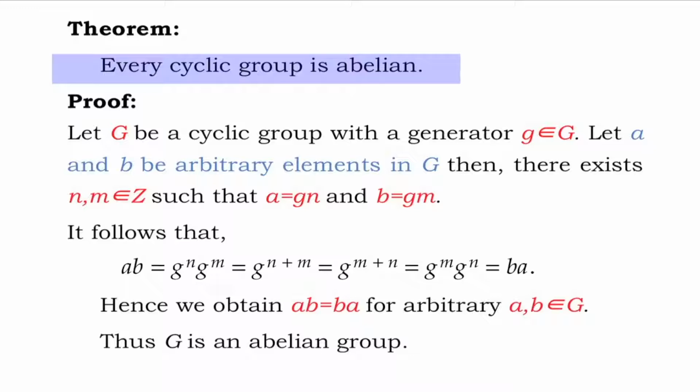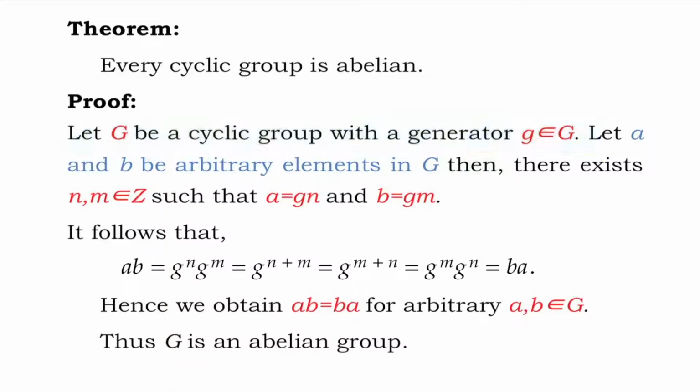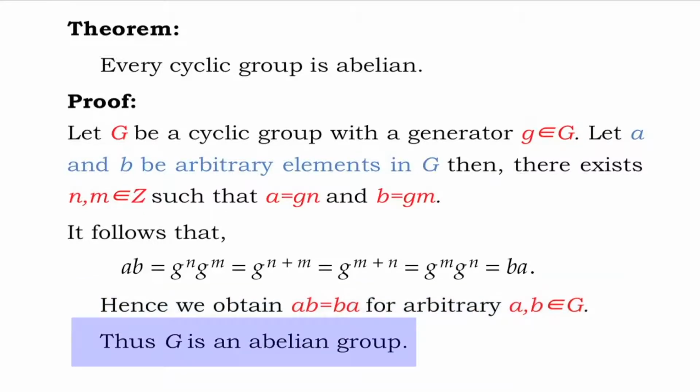Every cyclic group is abelian. Proof. Let G be a cyclic group with a generator g belonging to G. Let A and B be arbitrary elements in G. Then there exist some n, m belonging to the set of integers Z such that a is equal to g power n and b is equal to g power m. It follows that ab is equal to g power n times g power m, that is equal to g power n plus m. Since addition is abelian, we can write it as g power m plus n, and that is equal to g power m times g power n, that is equal to ba. So we have now proved that AB is equal to BA for any arbitrary elements A, B belonging to G, and therefore G is an abelian group.